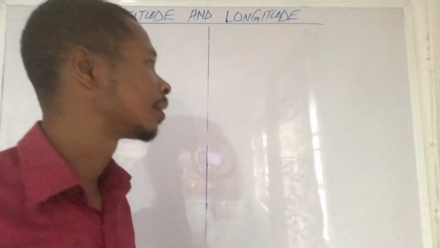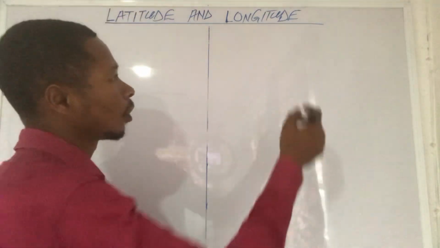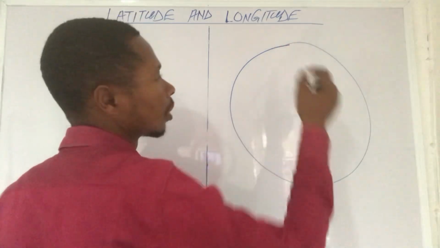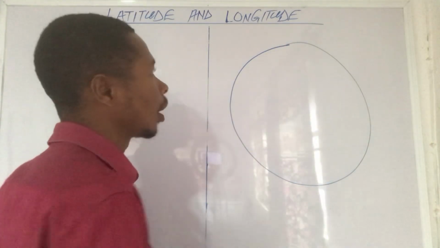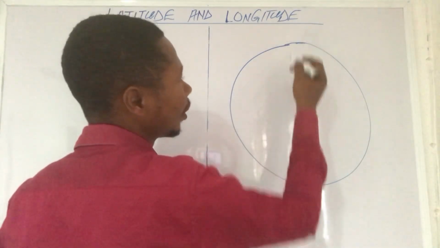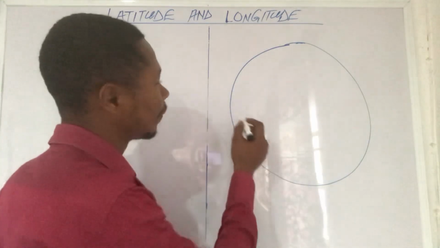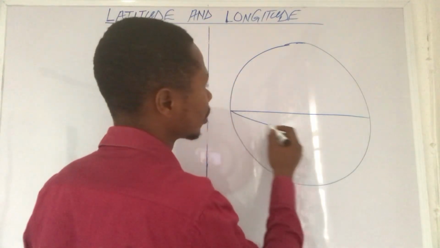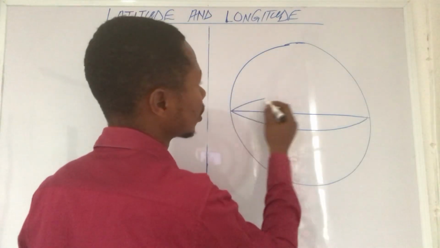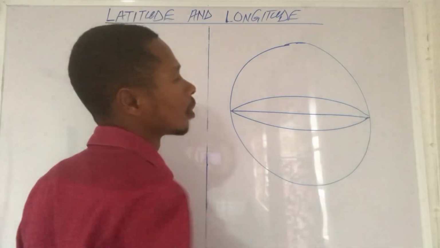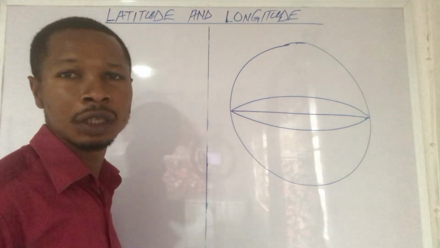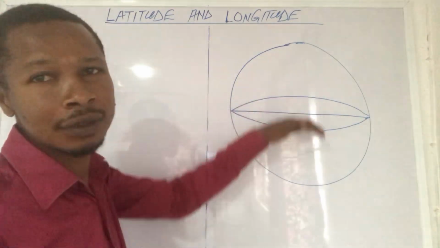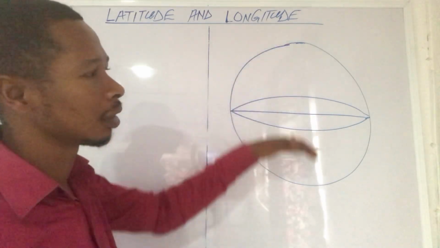Now, from the Earth, you recall that the Earth is a sphere. On this Earth that is a sphere, the line divides the Earth into two equal halves like this. This line, we call it the equator. That's the line that divides the Earth into two equal halves, the upper part and the lower part.